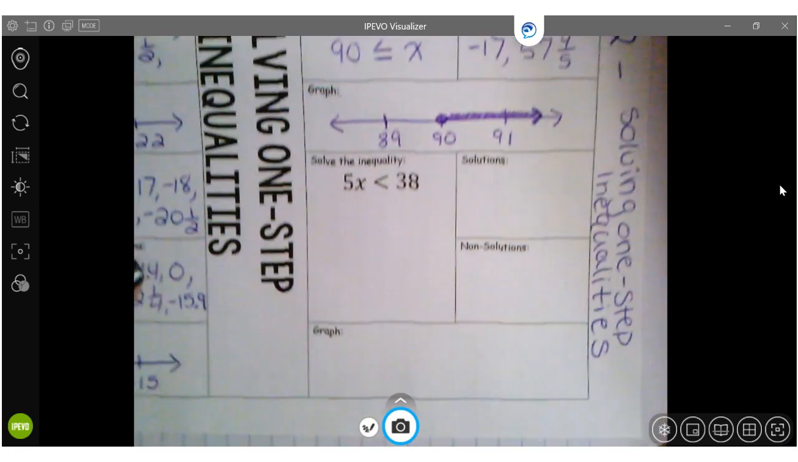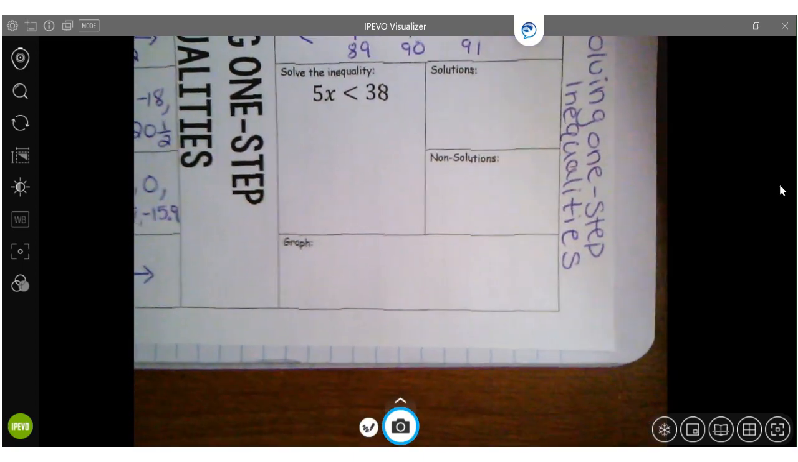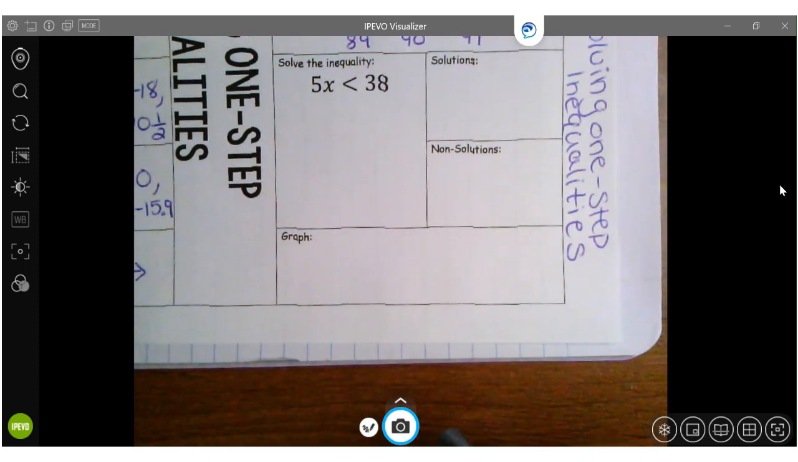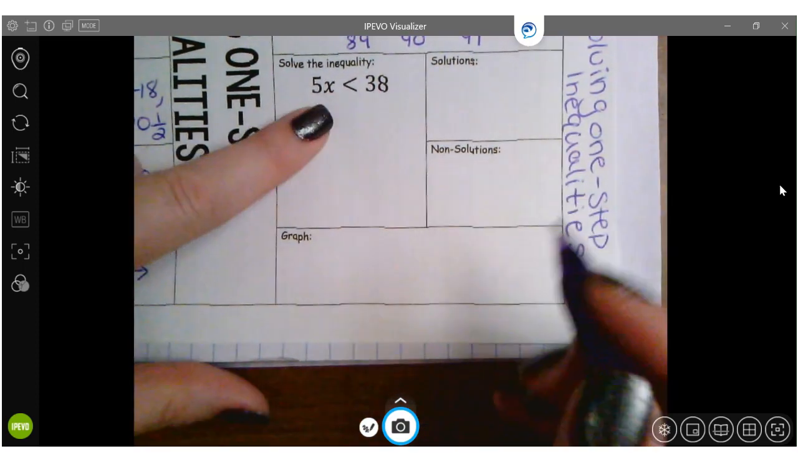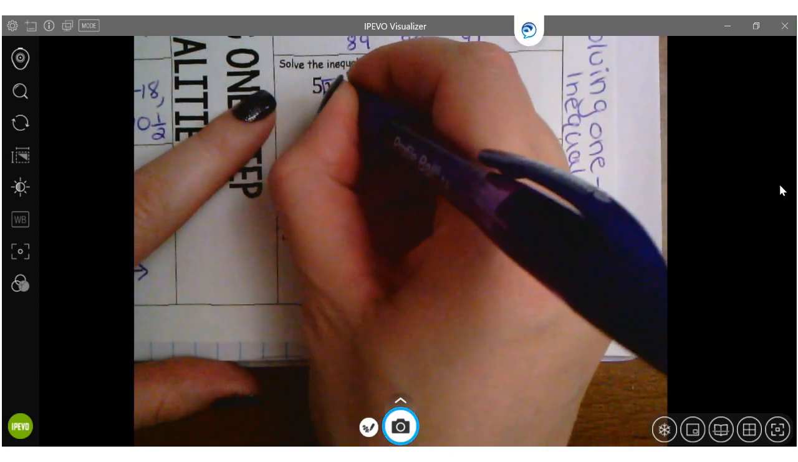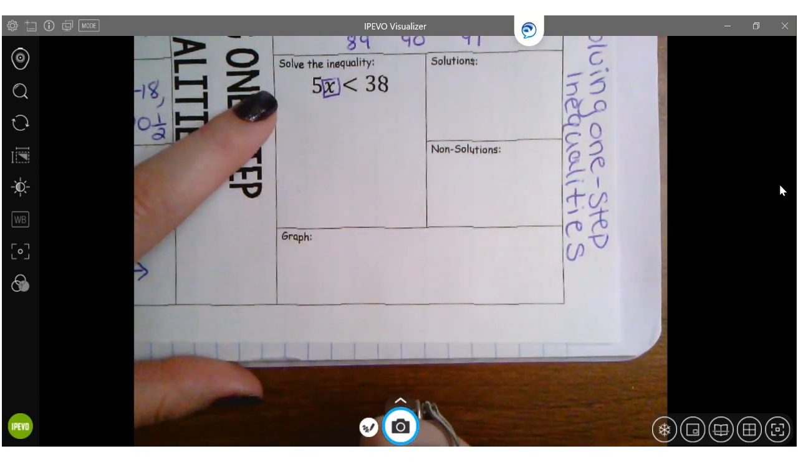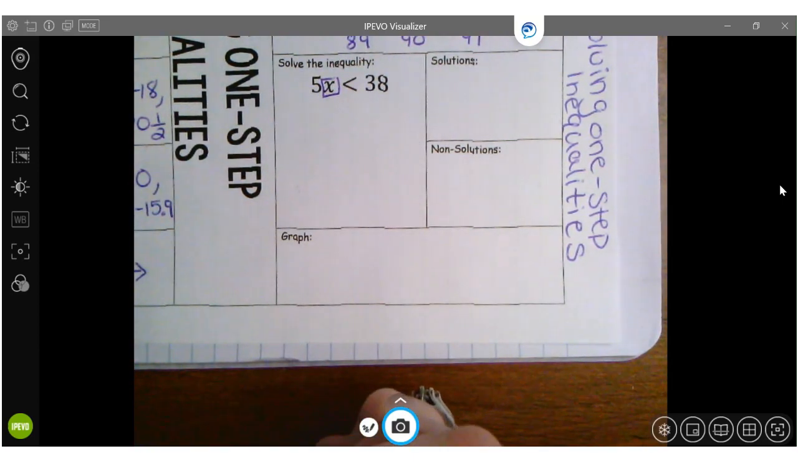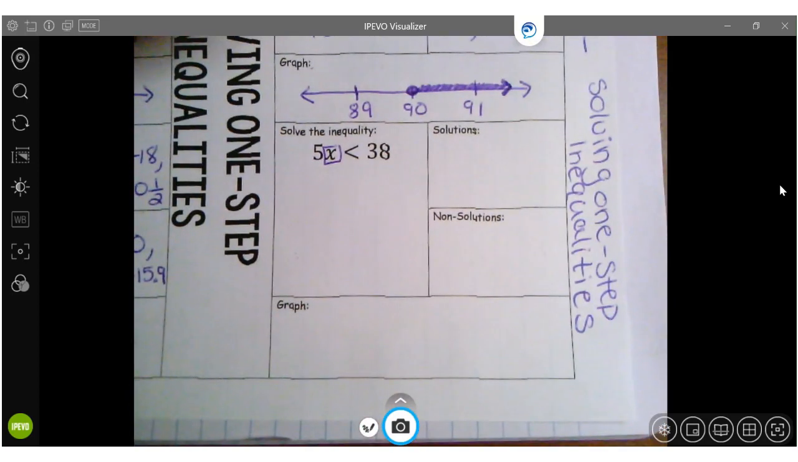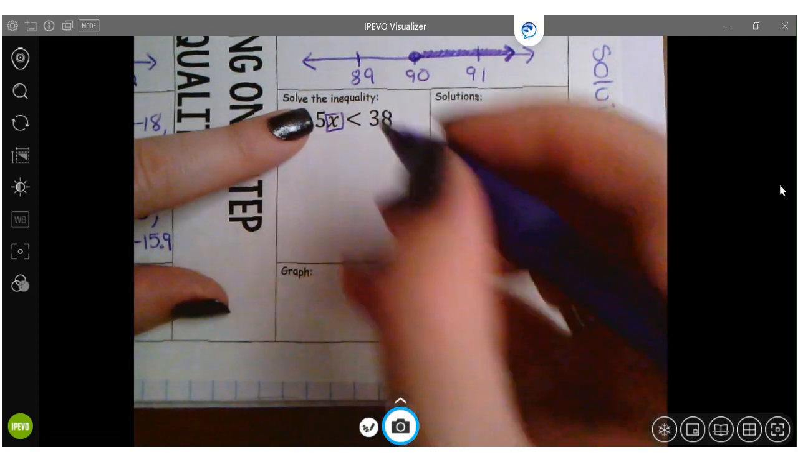All right, I'm going to slide this down to the last example that involves multiplication. So I have 5x is less than 38. I'm going to box in my variable to get it by itself. I want to get rid of that 5 that is currently being multiplied by the x. Remember, if there's no operation symbol, then it's multiplication. So to do the opposite, I would end up dividing.